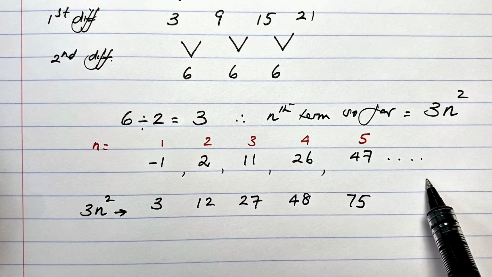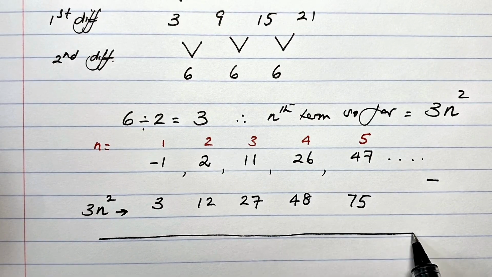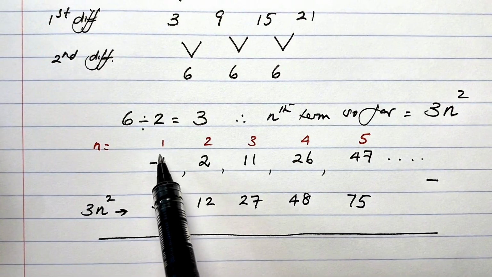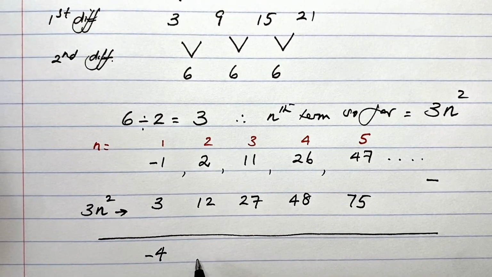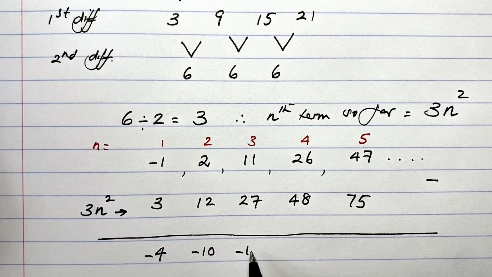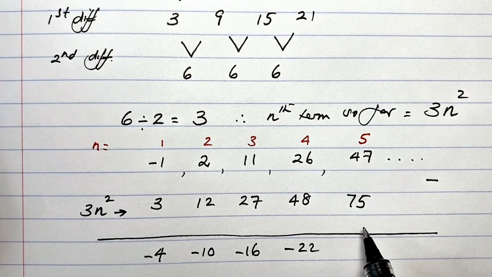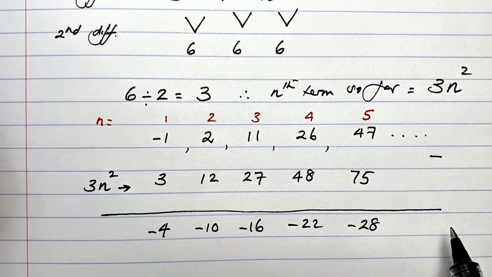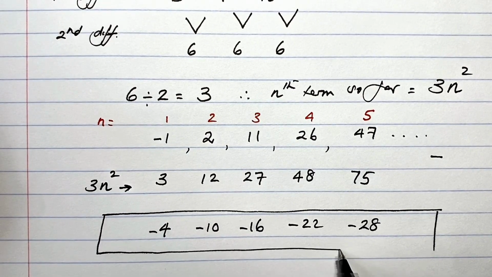I'm going to take away. I'm looking for the leftovers. Minus 1 minus 3, minus 4. 2 take away 12, minus 10. 11 take away 27, minus 16. 26 take away 48 is minus 22. 47 take away 75 is minus 28. So these are my remainder, or as I call them, leftovers.